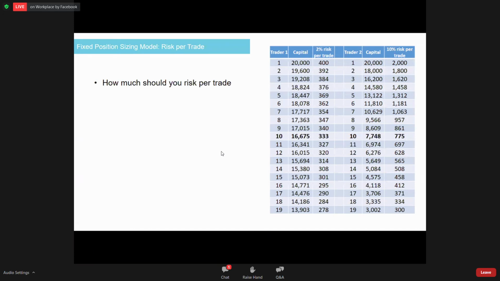Now look at trader 2. Trader 2 risks 10% per trade. So the first trade he will lose 2,000. The second trade will have a starting capital of 18,000, and he loses 1,800. Then after 19 trades of continual losses, he will have around 3,000. The drawdown here is huge, around 85%. So imagine which trader will suffer most in the trading journey. Of course it's trader 2, because of a drawdown like that.